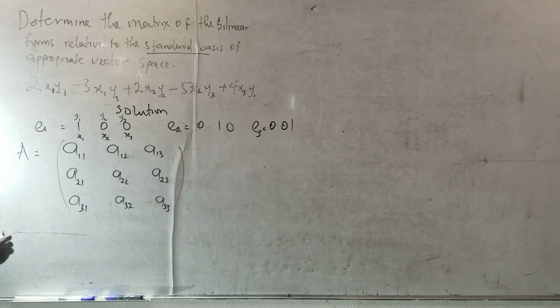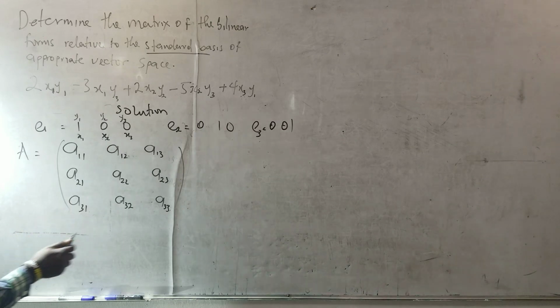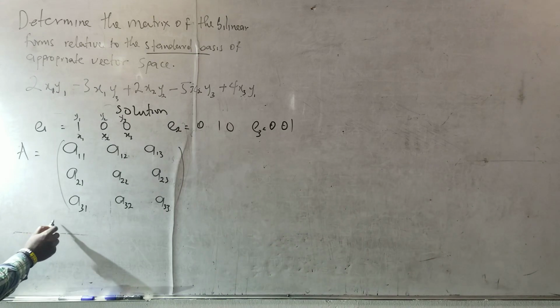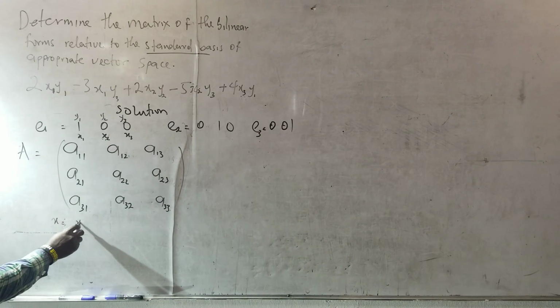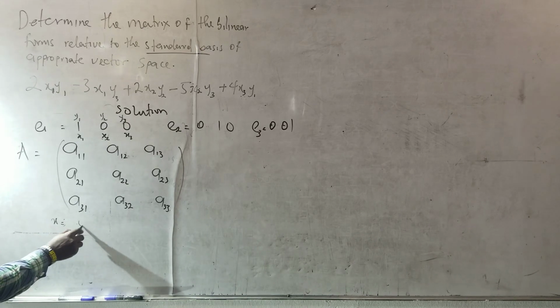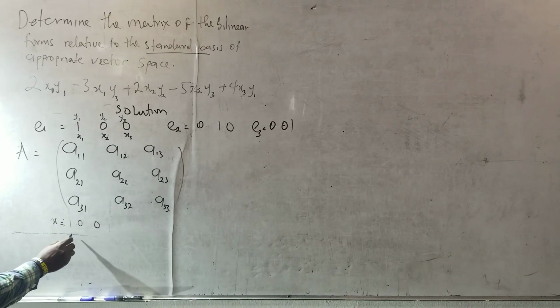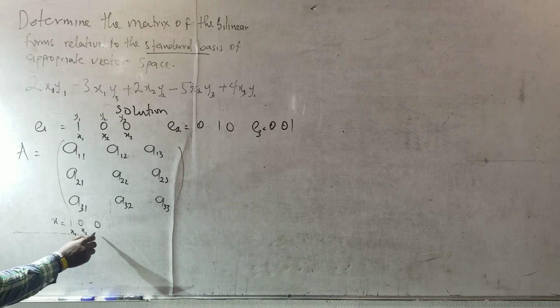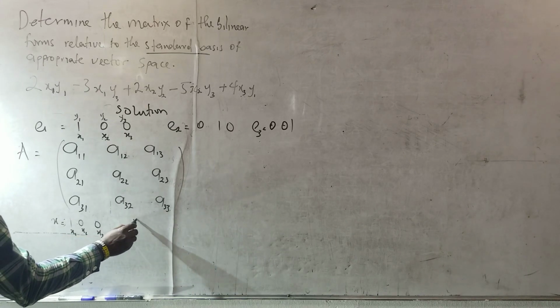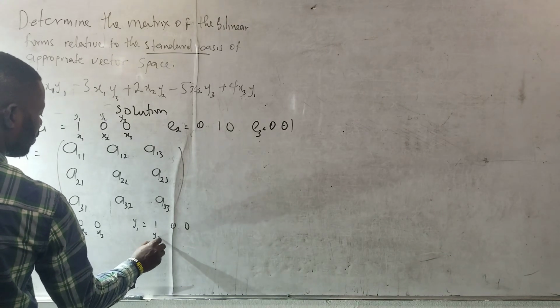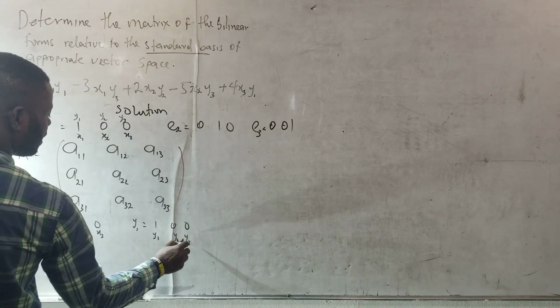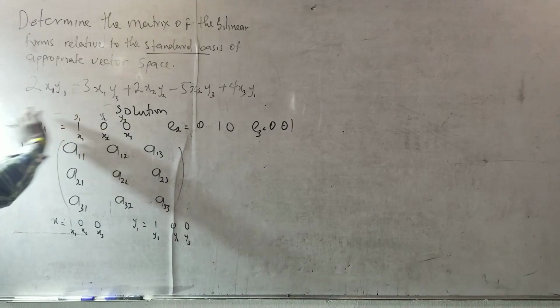What I'm trying to say is that my x will be equal to x1, x2, x3 with the vector 1, 0, 0. My y will be equal to y1, y2, y3 with the vector 1, 0, 0. Take note of that. Now, let's do the function.